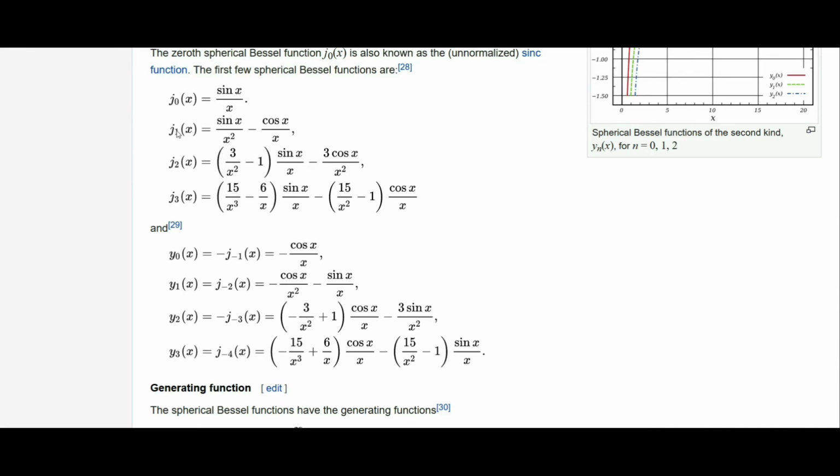If we went through that process for 1, we'd end up with sine of x over x squared minus cosine of x over x. For 2 it is 3 over x squared minus 1 times sine of x over x, minus 3 cosine x over x squared, and so on and so forth.